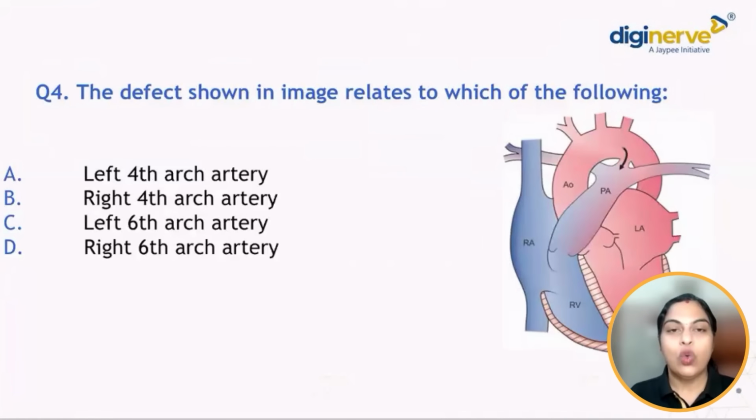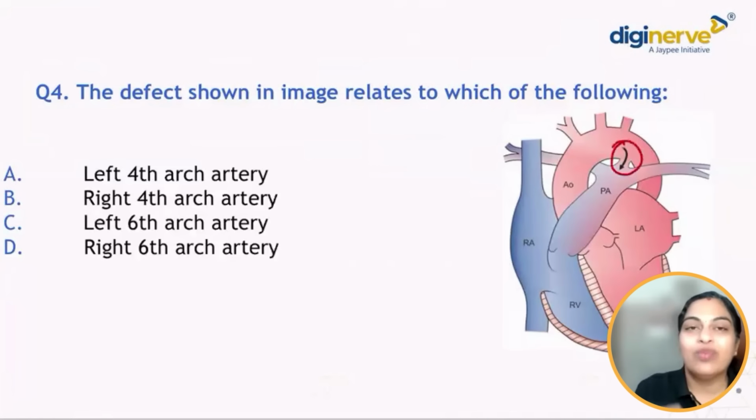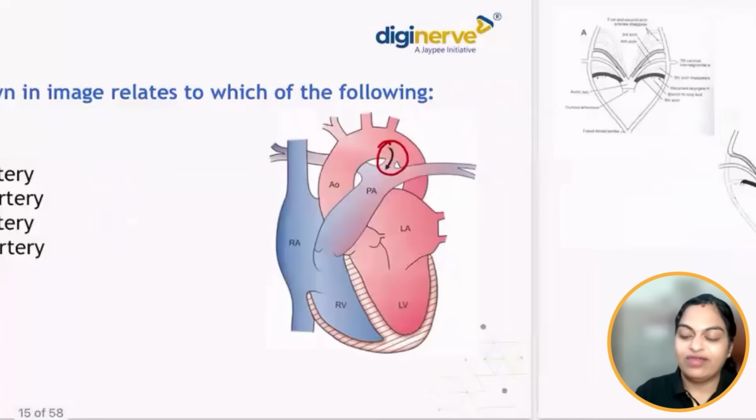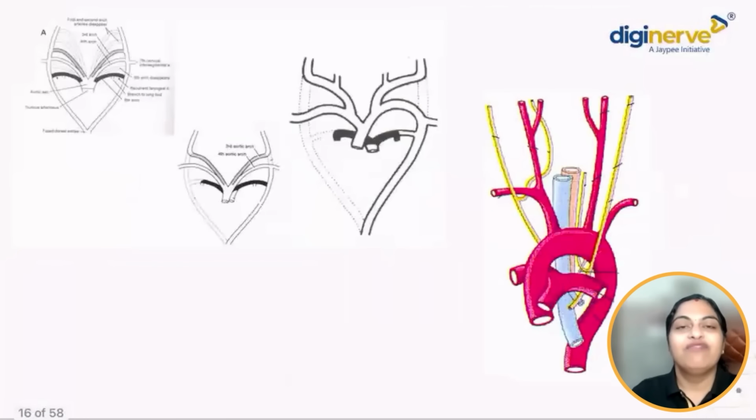The defect shown in this image. So here you can see an abnormal communication between the pulmonary trunk and the aorta. We call it the patent ductus arteriosus. And please remember, this is again a high yield topic, a previous year question, a repeat question that you should definitely have studied, right? Pharyngeal arch derivatives.